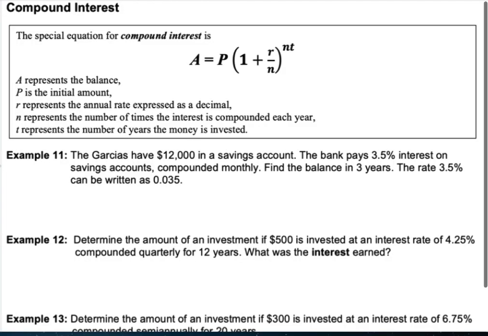I want you to go to these last 3 problems in your note packet, give those a try, and then I'll show you the answers here in just a moment. All right, if you haven't paused already, pause it, try these for yourself, and then when you're ready, go ahead and hit play, and then I'll show you the answers.